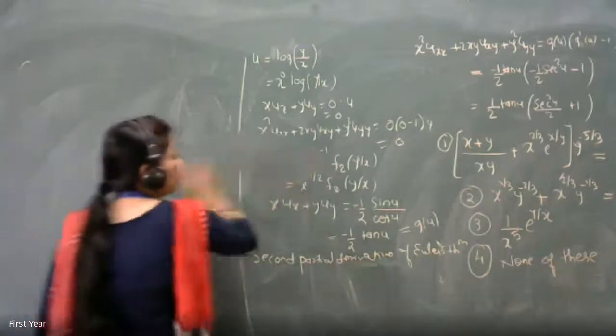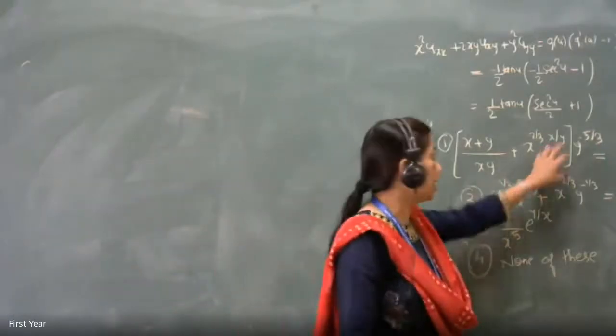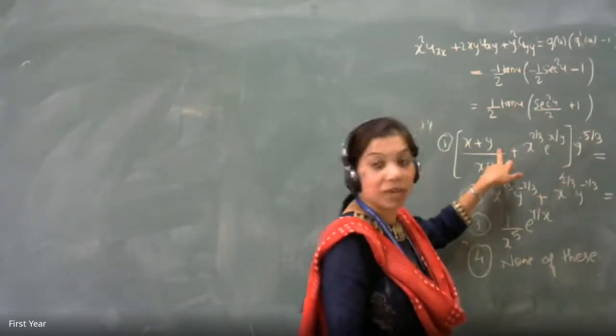Quickly, please. Why is the first one not homogeneous? We cannot separate out the e raised to x by y term. Even if you cannot separate it, that is fine. E raised to x by y is not there only.